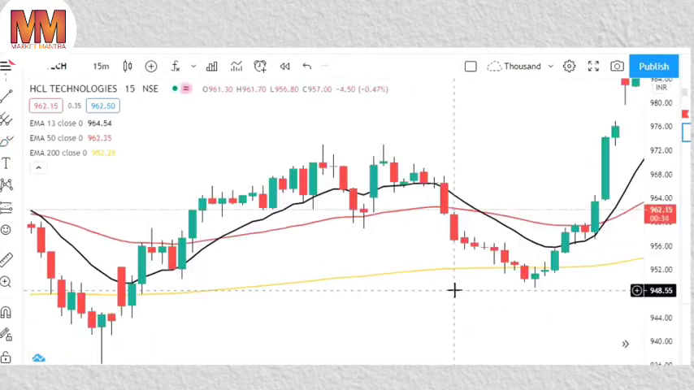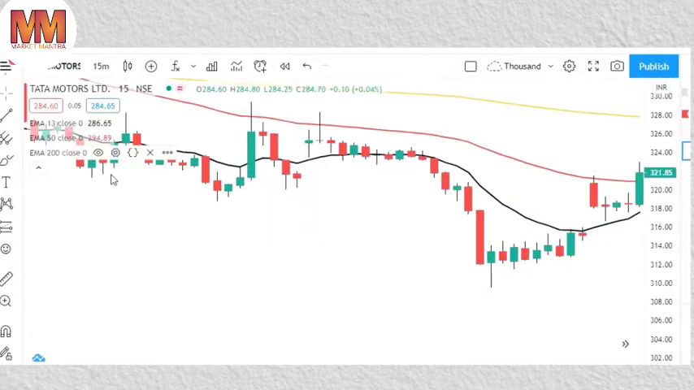RR. So it's always preferable to keep 1:2 RR, but if your 1:1 RR is met, then what you can do is exit half the quantity, so that to that extent you will be on a safer side. You can book profit with respect to half the quantity, and then hold the other half to see if it reaches 1:2 RR.